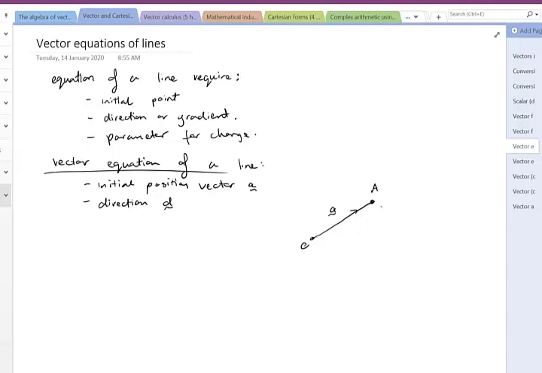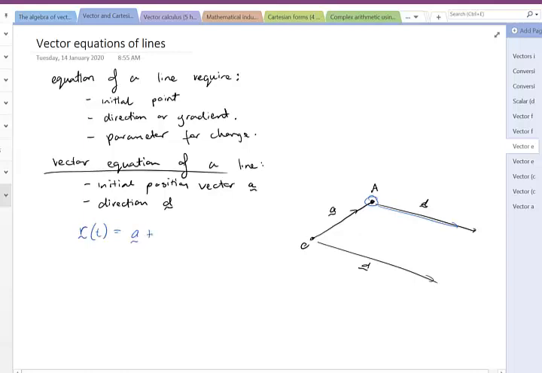So from a direction D or at any parallel direction, essentially our vector equation of a line is all up to this initial position A, and then that direction vector D over time. So essentially we'll have the vector equation of the line, R with parameter t, will be equal to the initial position plus direction multiplied by the parameter t. So this is it. This is our vector equation of a line.